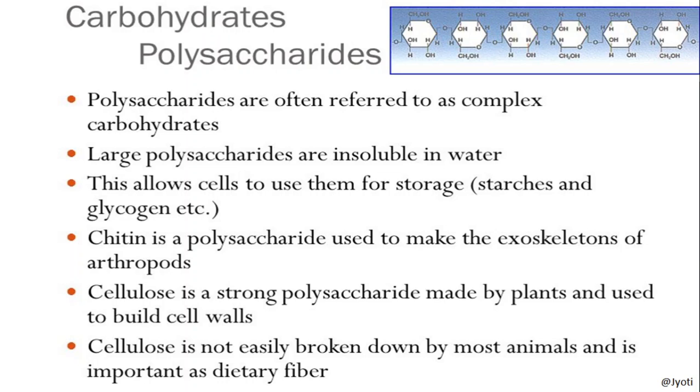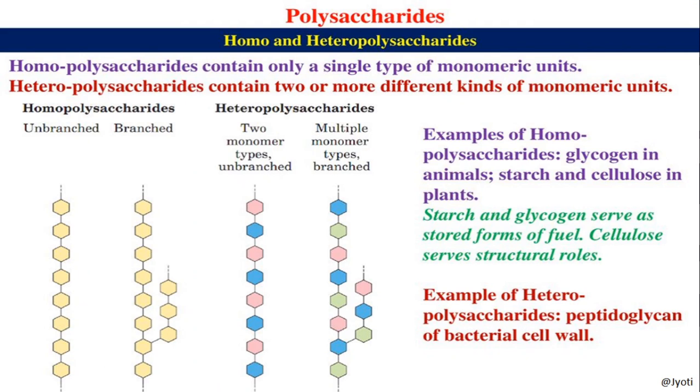Then chitin is a type of polysaccharide which is used to make the exoskeleton of arthropods. The insect's exoskeleton is made up of chitin. Then cellulose is a strong polysaccharide that is present in the cell wall of a plant cell. Cellulose is not easily broken down by most animals, including human beings. It can be digested by the ruminants, that you know.